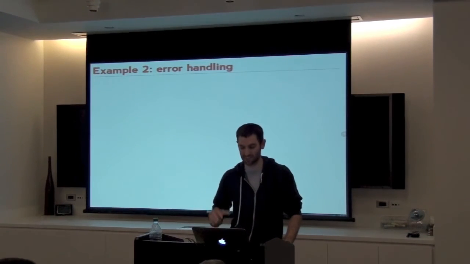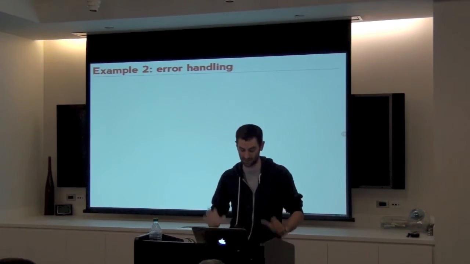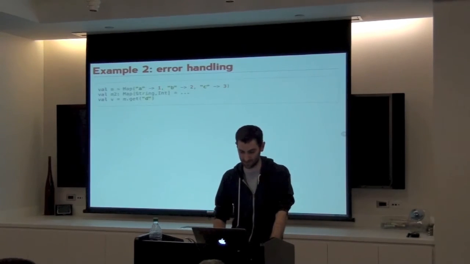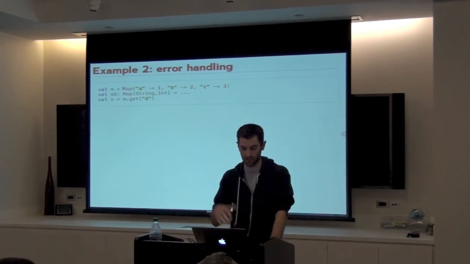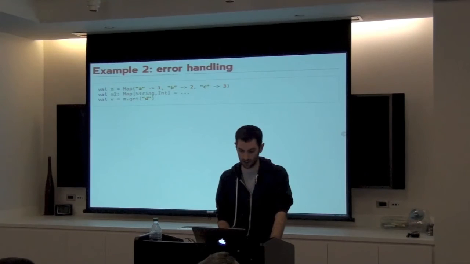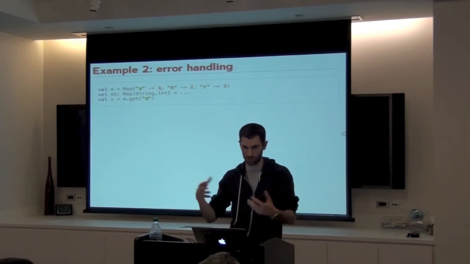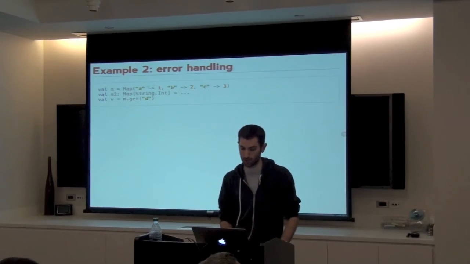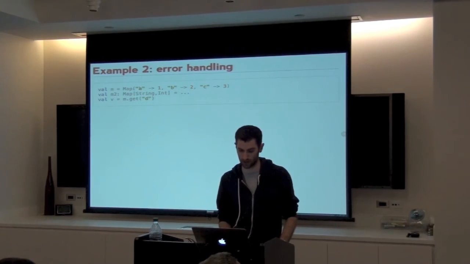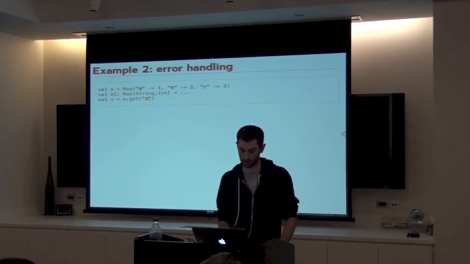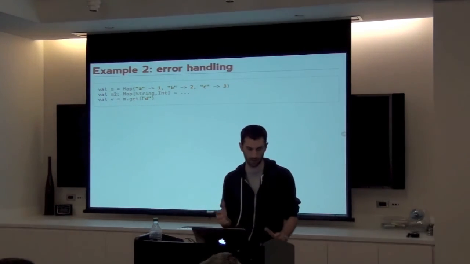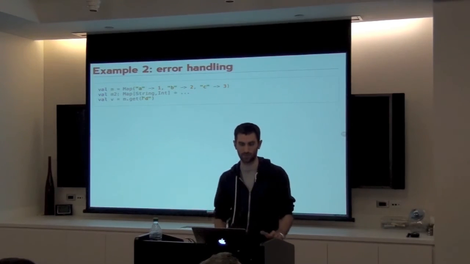So I'll keep going. This is a completely different domain, error handling. Let me give an example here. This is actually another bit of Scala syntax. This is a map literal, so there's a nice convenient syntax for creating maps in Scala. So this is creating a map from strings to integers. And if I have a map like this, and I look up some key that's not there, a D, what should I get back?